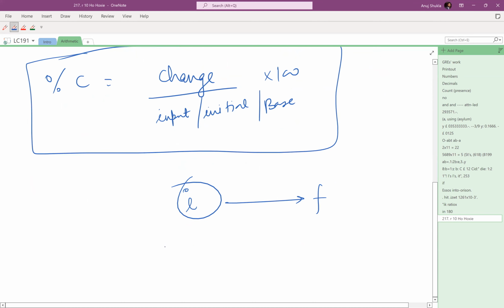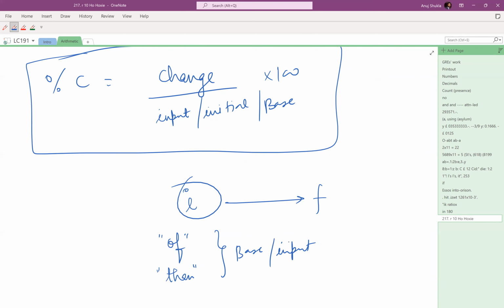After "off" or "than", whatever comes is your base or input value. Like 20% off, 30% off, or 20% more than, 30% more than. So after "off" or "than", whatever comes is your base or input value. Okay. Let's solve the problems.